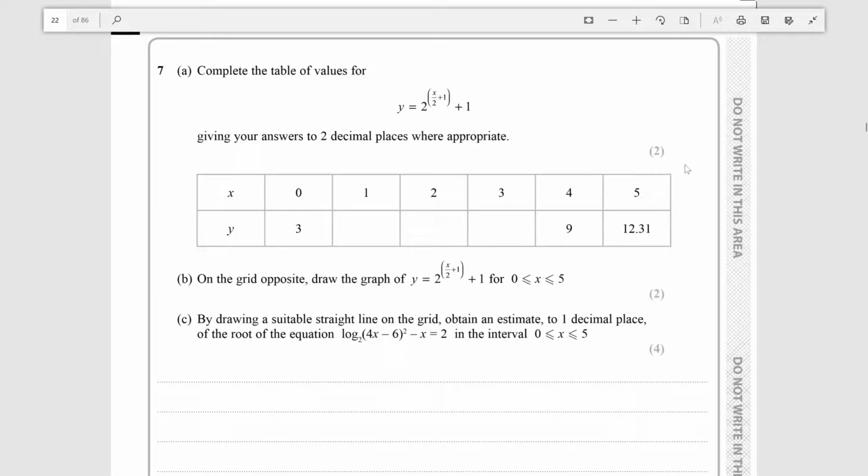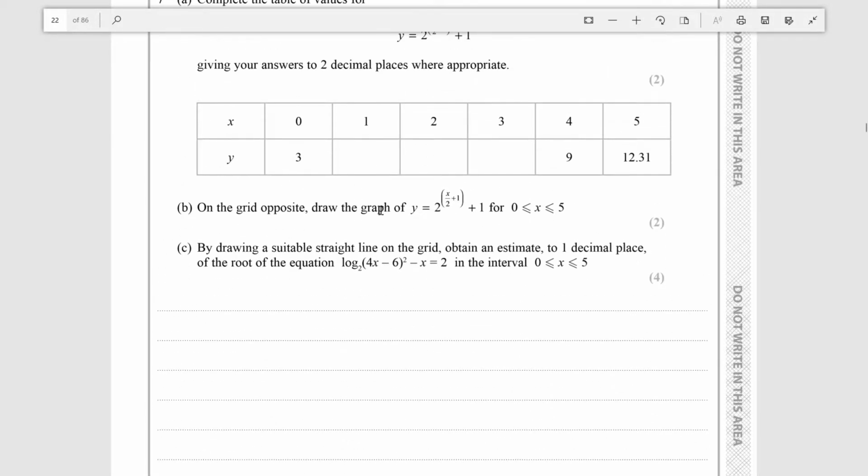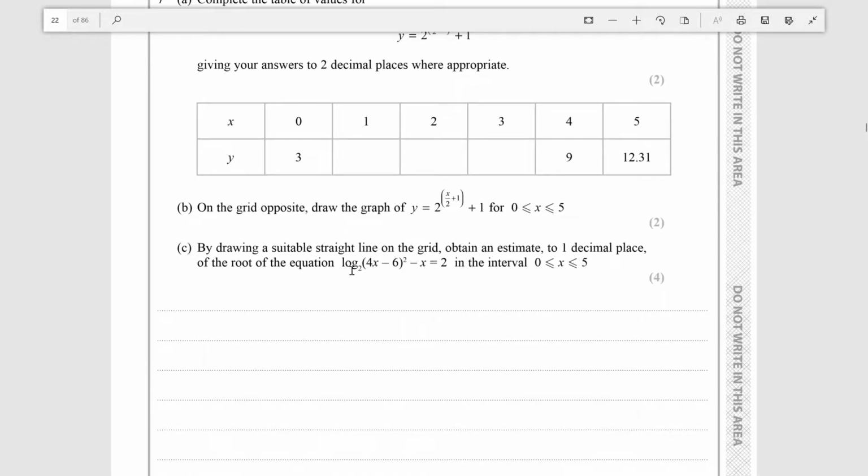Now, the first part of the question is asking us to evaluate the function for the values of x, 1, 2, and 3. The second part of the question is asking us to evaluate this function here. And the third part of the question has given us an equation we want to find.